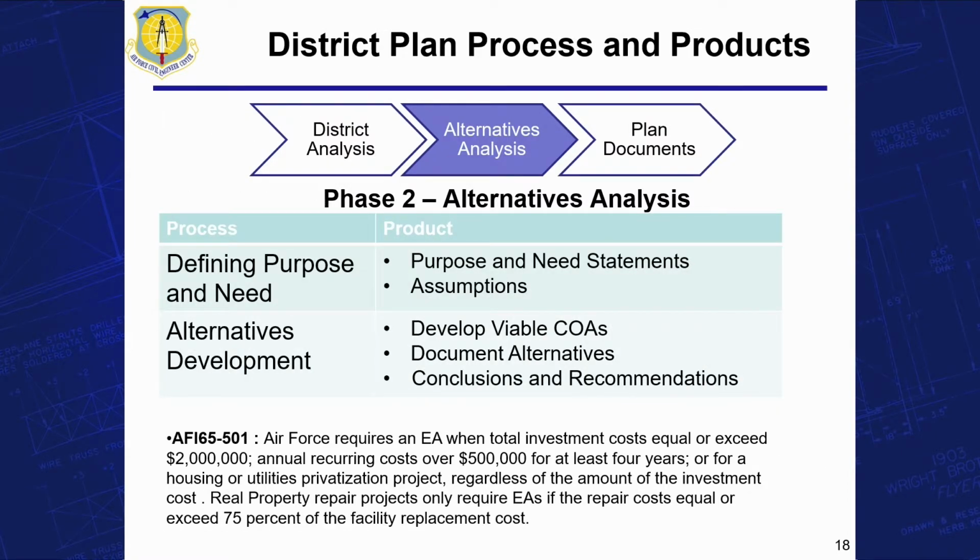In Phase 1, we analyzed the district in terms of installation planning, strategies, and asset management practices to identify the goals and objectives for development. In Phase 2, we develop and analyze alternatives to find the best way to achieve our goals. While we analyze alternatives, we make sure to follow standard practices from NEPA and economic analysis whenever we can.